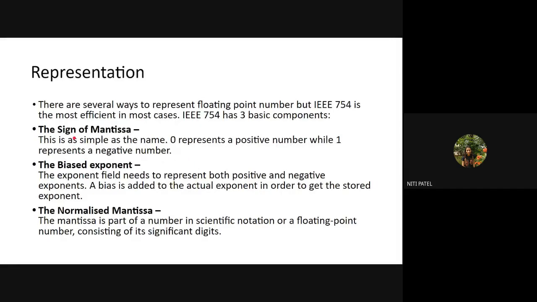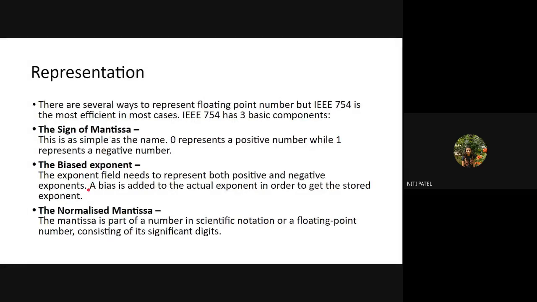First one is the sign of mantissa, which will be either 0 or 1. That is nothing but the sign magnitude. So if it is 0, that means the number is positive. If it is 1, that means the number is negative. Or if the number is positive, we have to substitute 0. Or if the number is negative, we have to substitute 1. So what does that first component say? That it is nothing but the sign of mantissa, that is nothing but the sign magnitude.